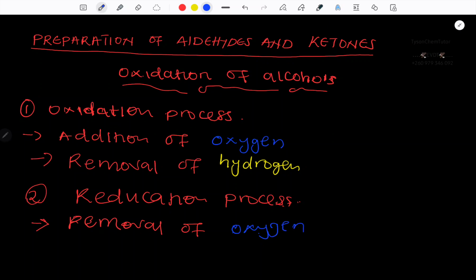And at the same time, it can also be defined as the addition of what? Of hydrogen. So whenever we are adding hydrogen to a molecule, that process is called the reduction process.